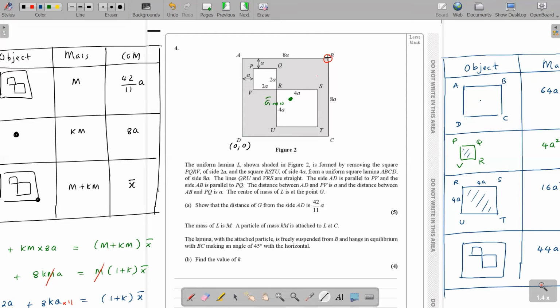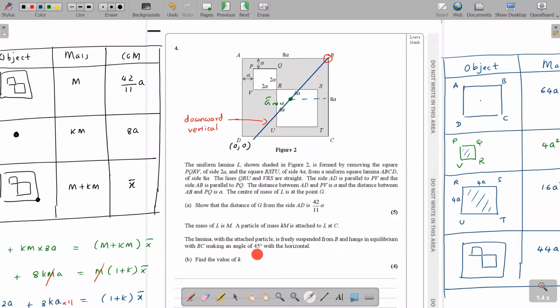So what happens now? The rule of hanging is that the place where you hang and the center of mass of the object become the vertical, isn't it? This is called the downward vertical. Are you with me? This is the downward vertical. So they say here this downward vertical makes an angle of how much? 45 degrees with the horizontal, not the vertical.